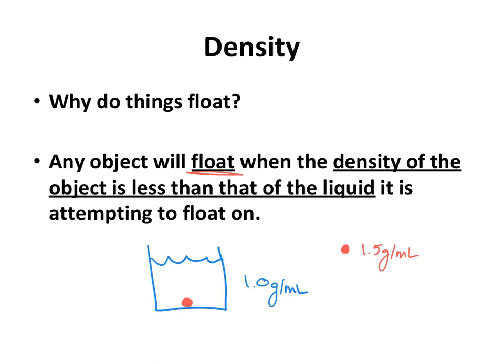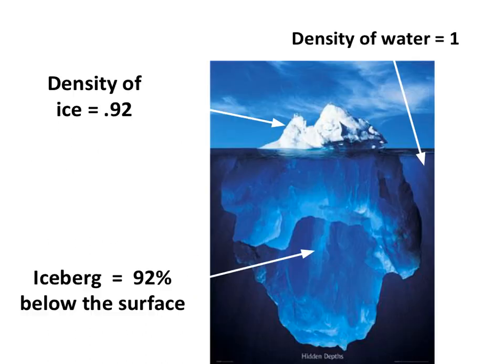If I have an object, let's say another sphere here that has a density of, let's say, 0.75 grams per milliliter, this has a lower density than the water, so this sphere is going to float on top of the water. So its particles are more spaced apart, or there are fewer particles per volume. There are fewer particles in the same area, so it is going to float on the water instead.